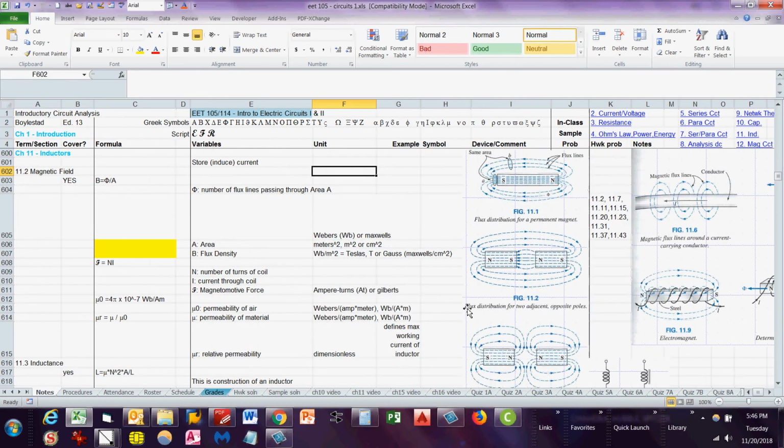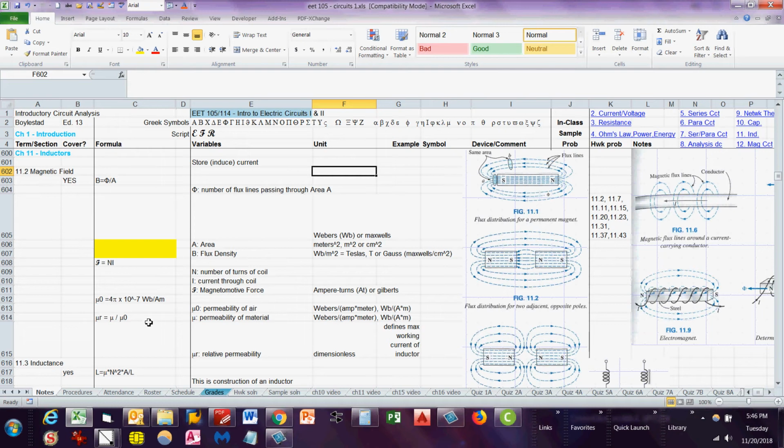The next equation is the magnetomotive force, which is script F, equals N, which is the number of turns in the coil, times the current through the coil, and F is in ampere-turns (AT) or Gilberts.